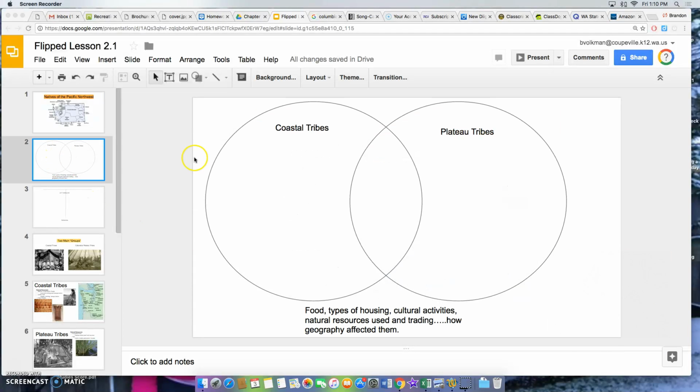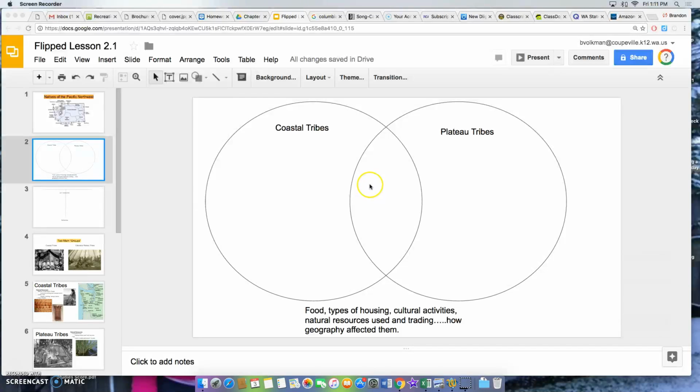Taking notes for this lesson, you're going to be comparing and contrasting the tribes in the coastal region and the tribes in the Columbia Plateau area. One way to do this is through a Venn diagram, where on this side here would be the differences, and in the middle are the similarities. Now, when you're looking at the comparisons and the differences, I want you to look at these categories. We'll be looking at their food, types of housing, the different cultural activities they did, natural resources used, and their trading. And also, I want you to pay attention to how the geography affected both groups.